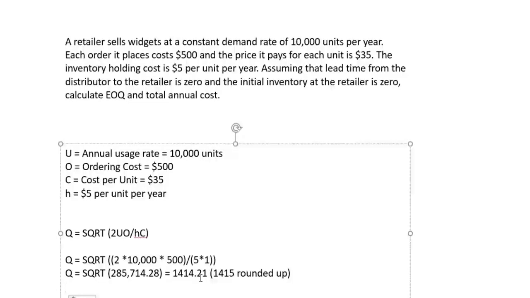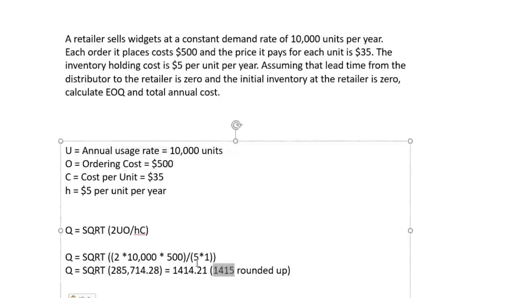Now, order quantity, we don't order parts of an order, okay? You don't order like half of a pair of socks online. I guess you could, but it's pretty awkward. We order full orders. So you always want to round up to the next larger unit. So in this instance, we're going to use 1,415 orders that we're going to place in that year.